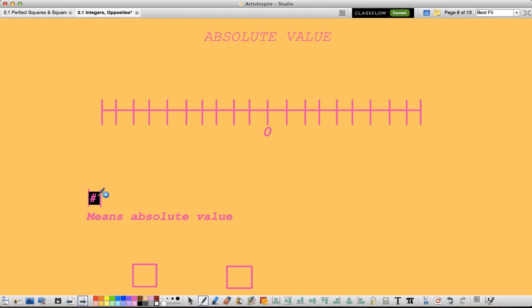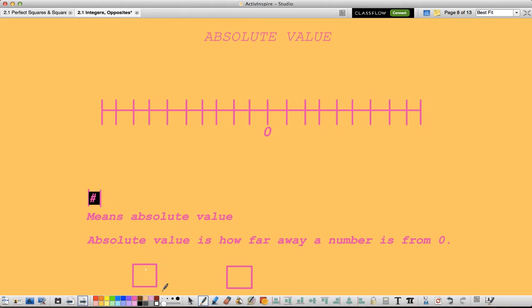We learned before that absolute value means how far a number is from zero. And again, it doesn't matter positive or negative. It's just if I had to take steps to get to that number, how many steps would it be? We don't care about the direction. We just want to know how many steps. So positive and negative tell us the direction.